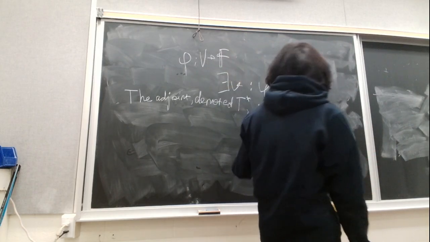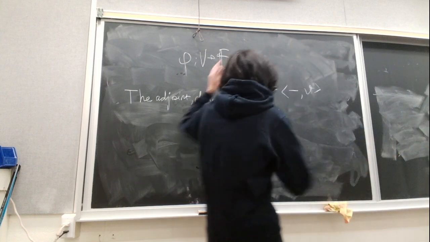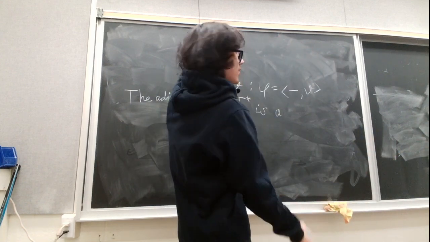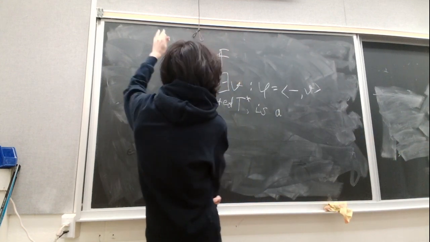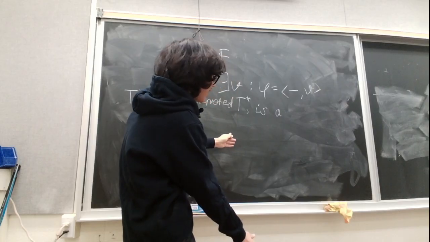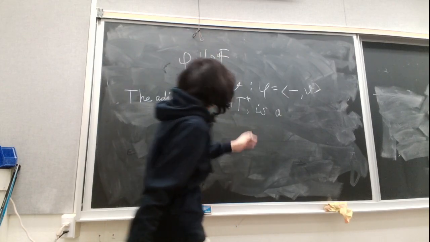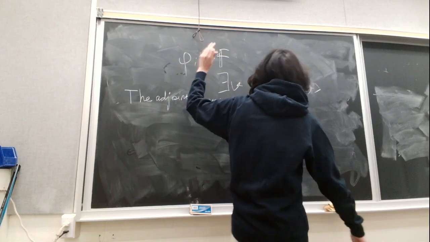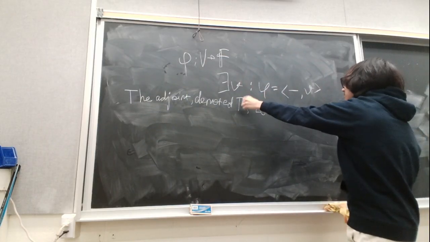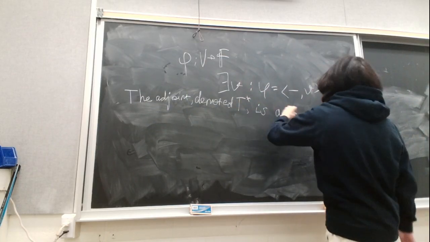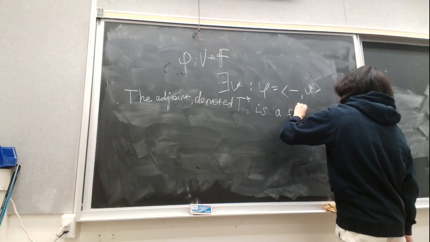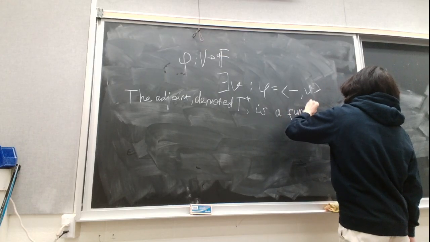So now we're going to make use of this wonderful fact to define a very special kind of function. It's called the adjoint. The adjoint, denoted T star, is a function, not necessarily a linear map yet.